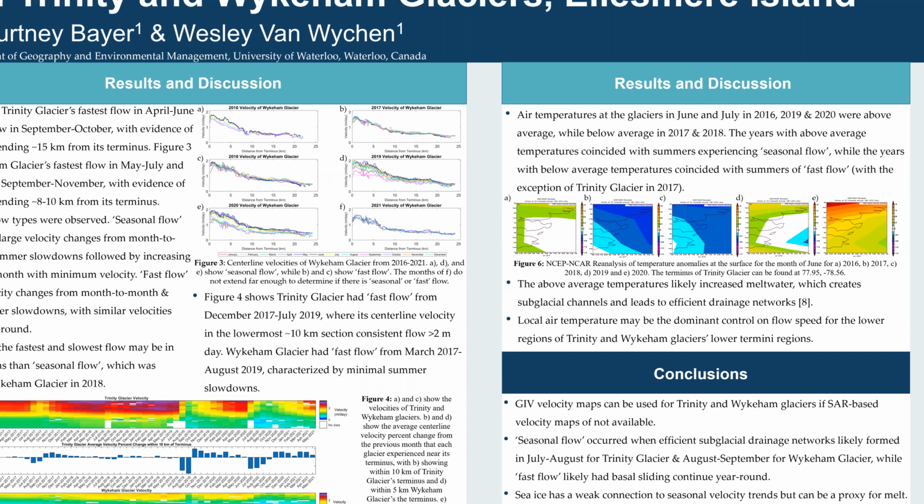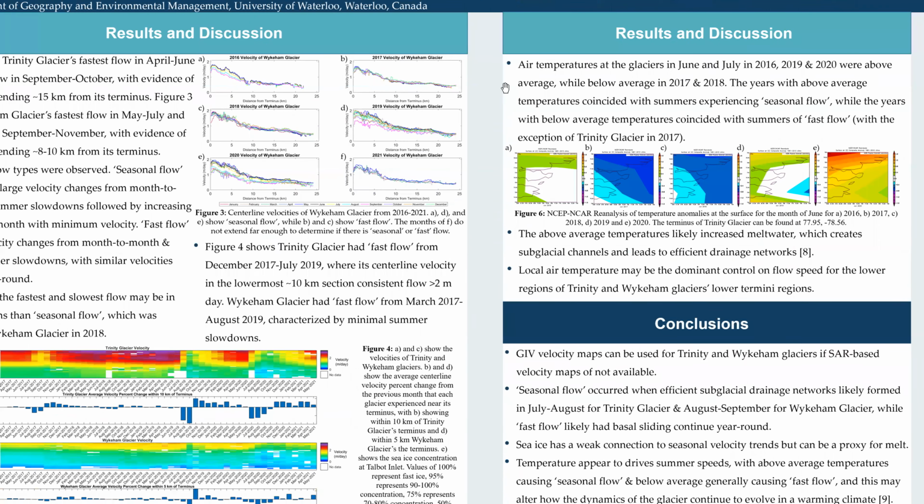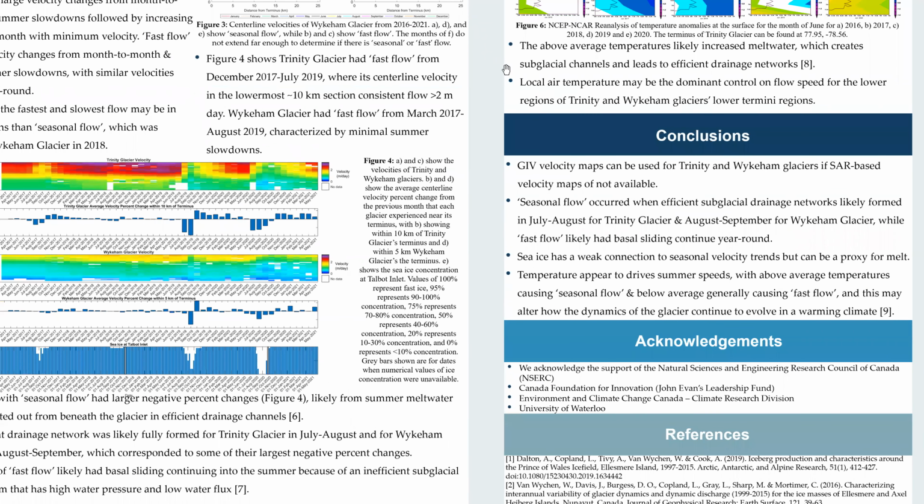So in conclusion, it was determined that the GIV velocity maps can be used for Trinity and Wykeham glaciers if SAR-based velocity maps are not available. And two types of flow, seasonal and fast flow, appear to be driven by temperature.